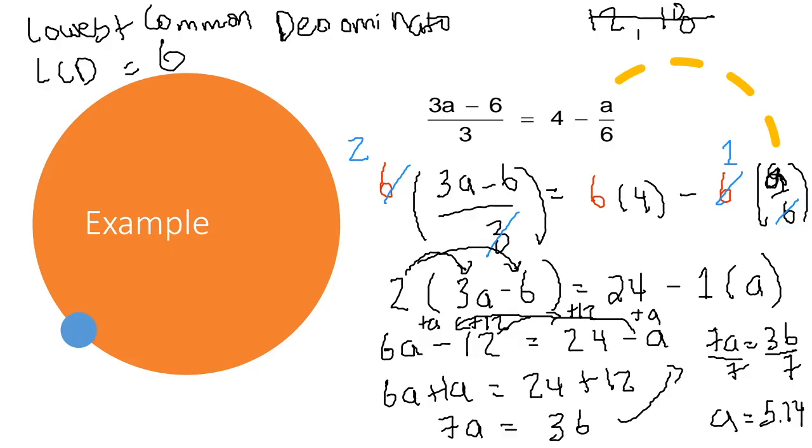So this 6 over 3 is gone. It's now just a solid 2. And then over here, the 6 over 6 is gone, and it's just solid 1. So we're just going to write out what we're left with. Then we can do our expansion if we need to, which we've done. And then we can bring our variables to one side and our numbers to the other. And then we see if there's any other steps we need to do to solve for a.